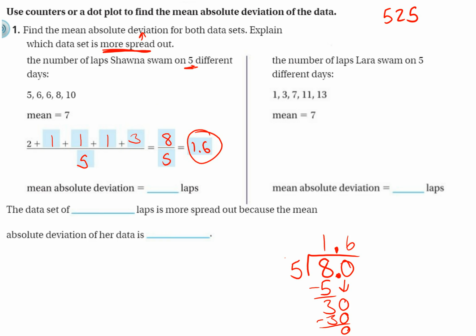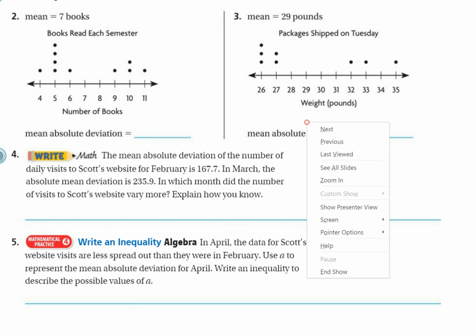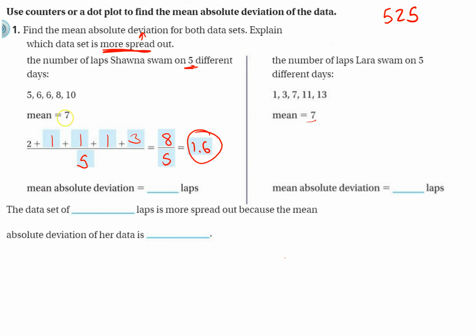Let's see what it is for the next data set. And then we've got to compare them, see which one's more spread out. Okay, Laura swam on 5 different days. Notice they both have the same mean. So we can compare them to see which data is more spread out. We can kind of see that already probably, or some of you can, but let's get the numbers to prove it. Let's get our evidence.